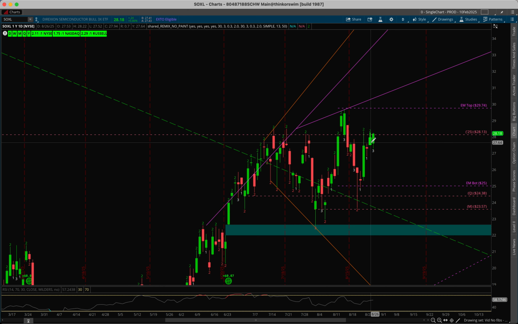We can see the one combo 2 up, 2 down is still on the board. And the target for that would be the low of the candle to the left of the one. That's 25.34. So, we also have to take into account NVIDIA had earnings after hours today. And I guess it was more of a nothing burger.